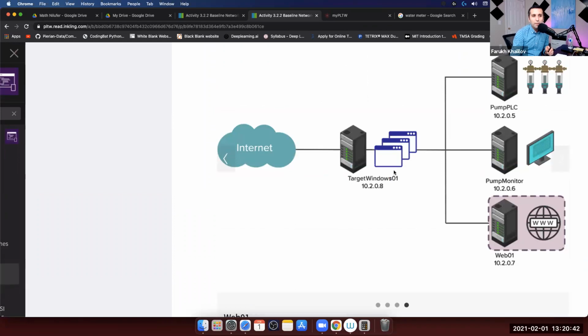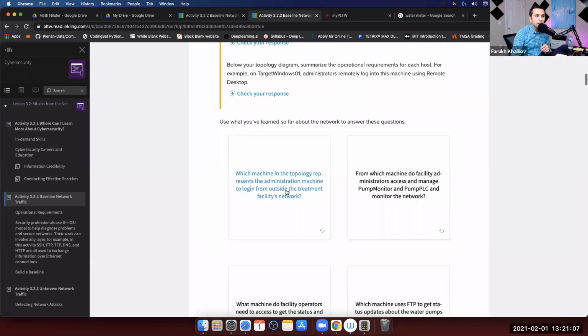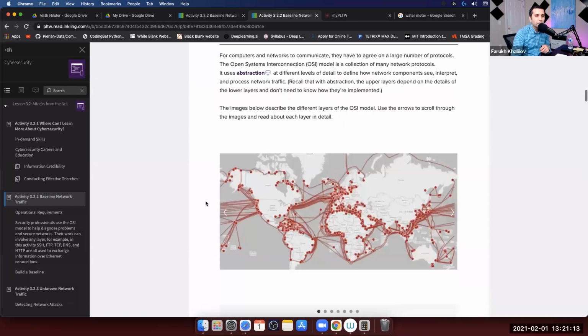And of course, Windows target 1. I can connect to it from my home. So right now we are at home. From my computer, I can connect to my target Windows 1, or I can connect to the web one. But we as students right now, actually they built it for us. From our home, we can connect to the target Windows 1 only. So if I click it, it says, yes, target Windows 1. It's just testing yourself, okay?